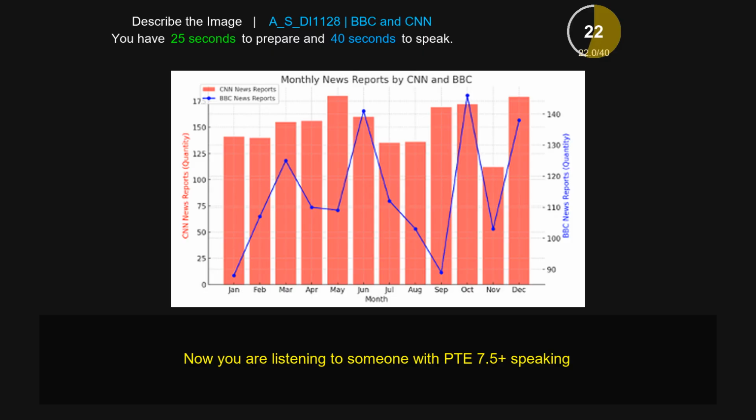And it is represented by a red color and a blue color line. Additionally, some details about January, February, March, April are also given. Overall, the picture gives information about monthly news reports by CNN and BBC.